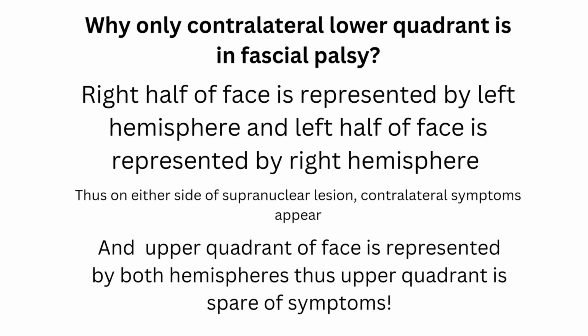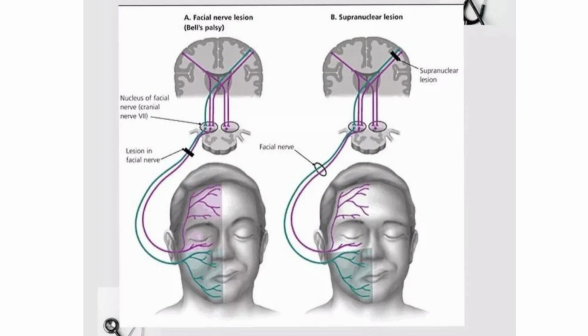Now the question arises why symptoms of facial palsy appear only in the contralateral lower quadrant of the face. This is because the right half of the face is represented by the left hemisphere and the left half of the face is represented by the right hemisphere. Thus symptoms appear contralaterally. And why is only the lower quadrant involved? This is because the upper quadrant is represented by both hemispheres. Thus the upper quadrant is spared of symptoms and symptoms appear only in the lower quadrant. Thus in facial palsy, the contralateral lower quadrant is involved.